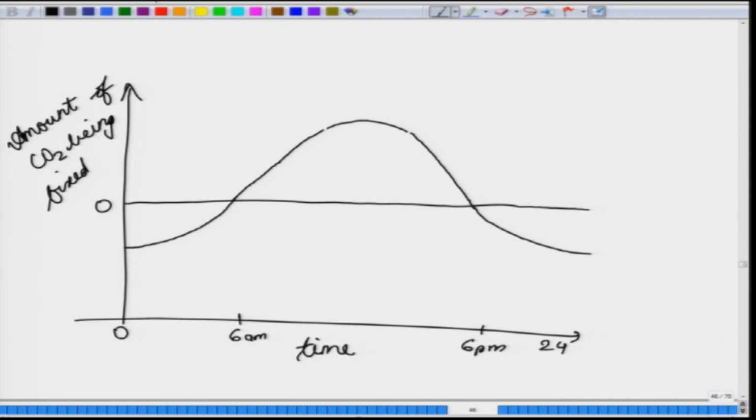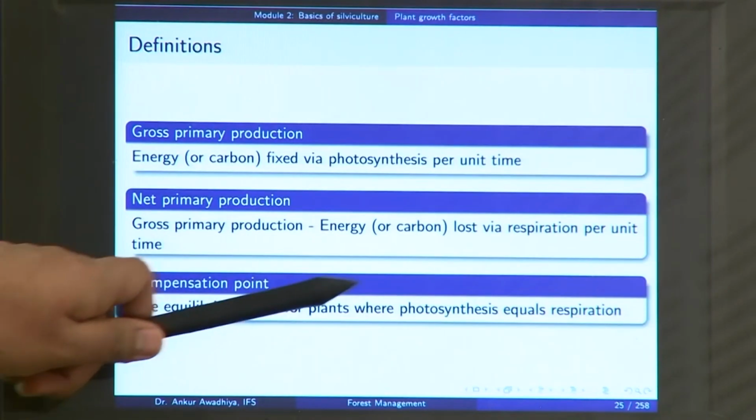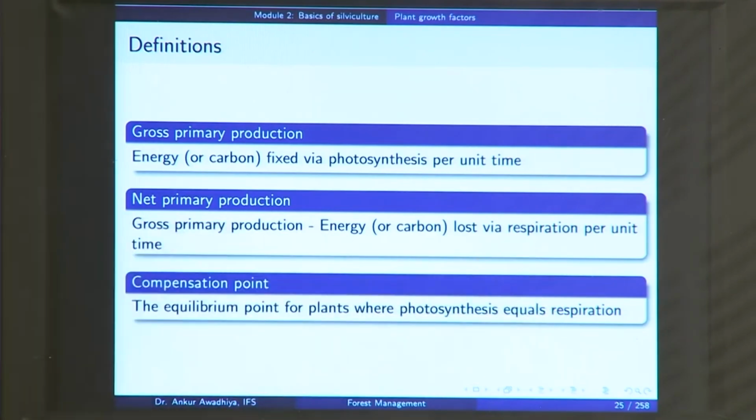So, there is a net release of carbon dioxide, and at these 2 points the amount of carbon dioxide being fixed is equal to 0, because the amount of respiration and the amount of photosynthesis is one and the same. So, both are cancelling each other out. These 2 points are known as the compensation point. So, compensation point is the equilibrium point for plants where photosynthesis is equal to respiration.